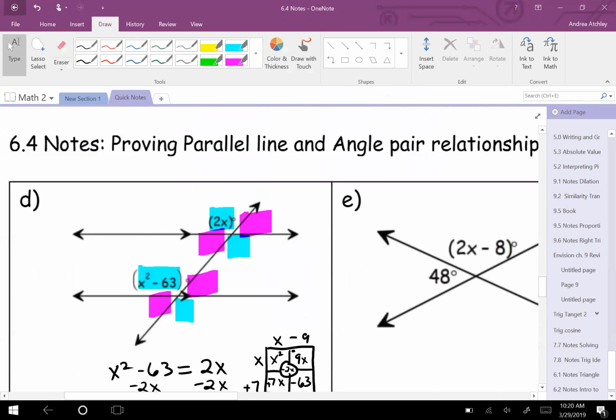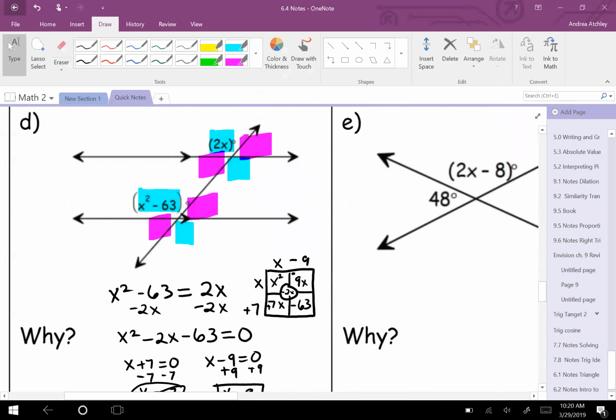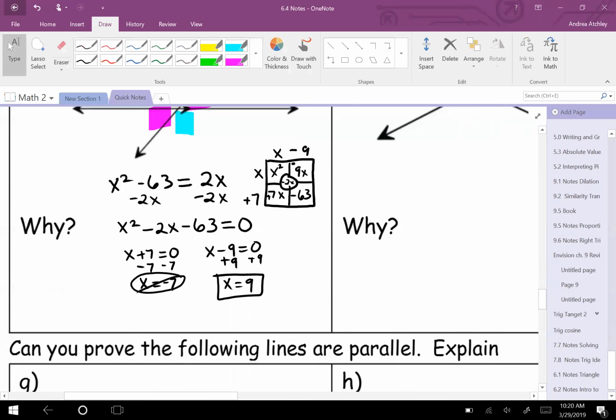Which one? Yeah, that one, because when you square it, it automatically makes it positive. In this case, it would also be negative because 49 minus 63 would still be a negative number. But yes, you want to check it.